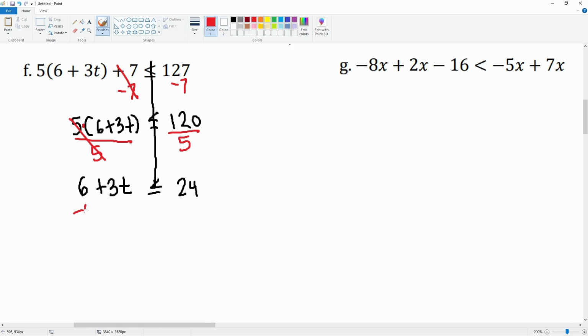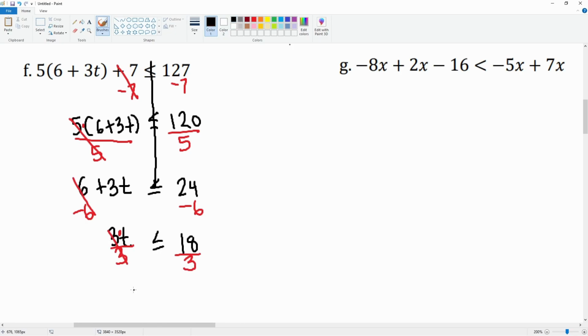There's a 6 here, so let's get rid of it. So we're going to subtract 6 from both sides. This does cancel, just leaving you with a 3t. Now 24 minus 6 gets you 18. Bring down that inequality symbol. Please understand this is attached via multiplication. So we're going to divide by 3 to both sides.